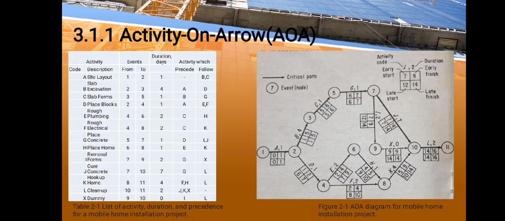Early start, or ES. This is the earliest time an activity can start. Duration, or D. The estimated time to perform an activity. For example, it is estimated that the concrete must be cured for 7 days. Early finish, or EF. This is the earliest time an activity can be finished. It is equal to the early start time plus the duration of the activity. EF equals ES plus D.